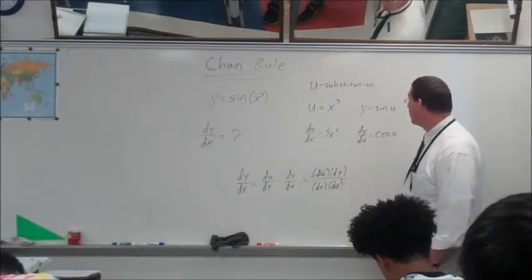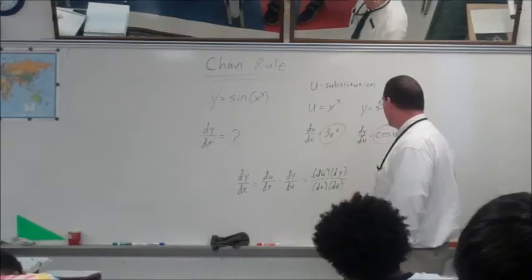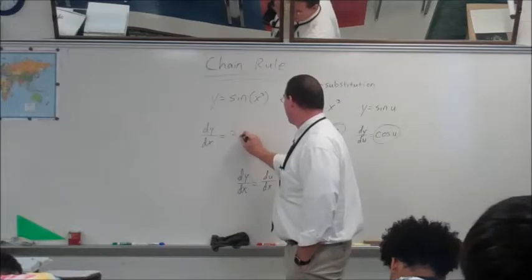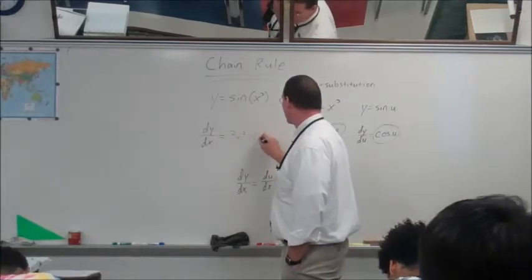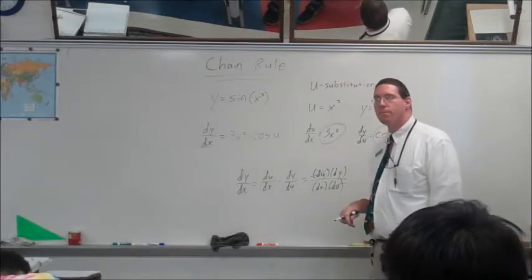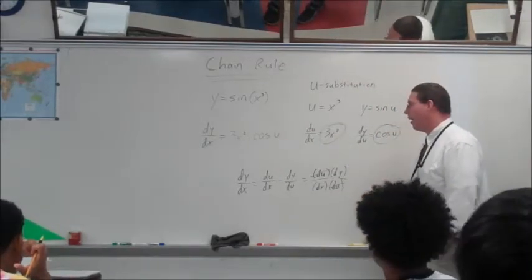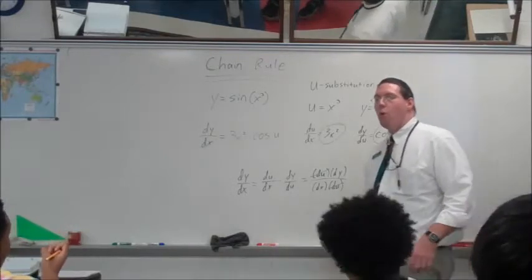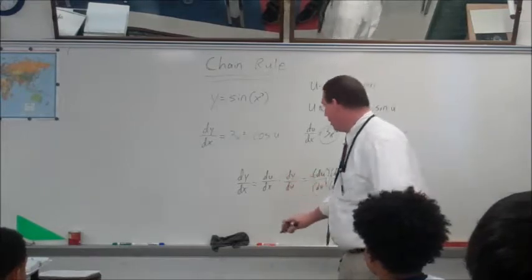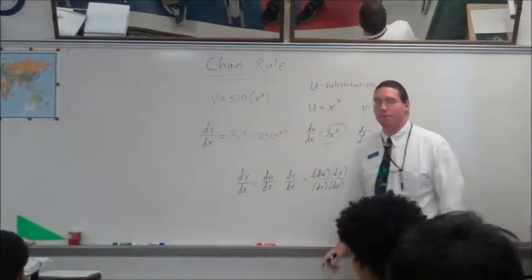So now all you have to do is multiply these two things together. So dy dx is going to be equal to 3x squared times cosine of u, correct? Oh, you can put them right next to each other. You're good to go, but you're not quite done yet. No, you're done. This is the derivative. What does u equal? X cubed. Yay, there's a derivative.